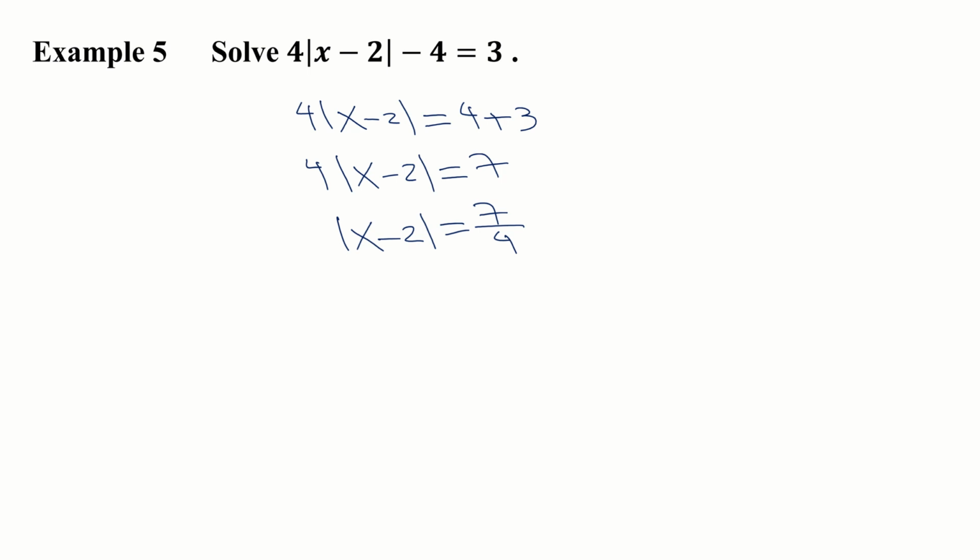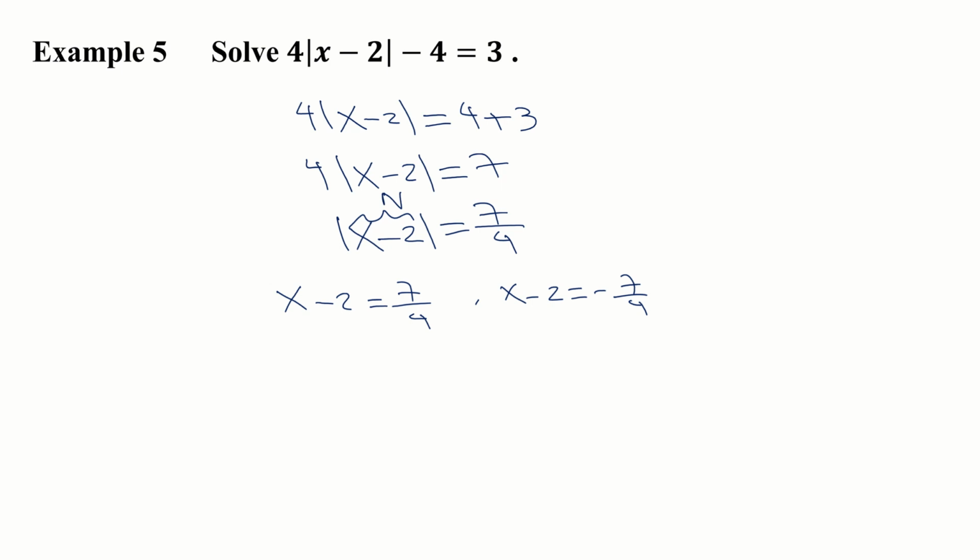So now we know that the absolute value of some number is 7/4. So that number can only be what? Either 7/4 or negative 7/4, right? So x minus 2 has to be either 7/4 or it can be negative 7/4. Those are the only two numbers whose absolute value is what? 7/4.